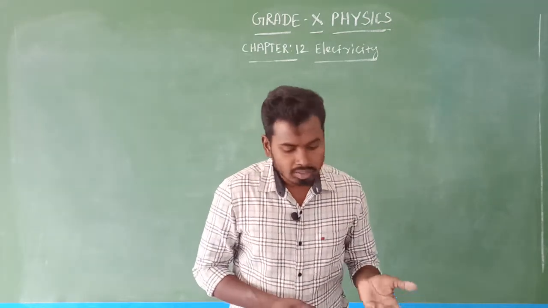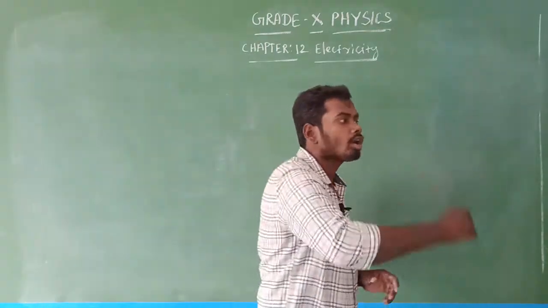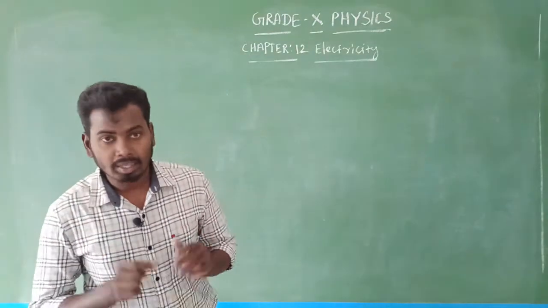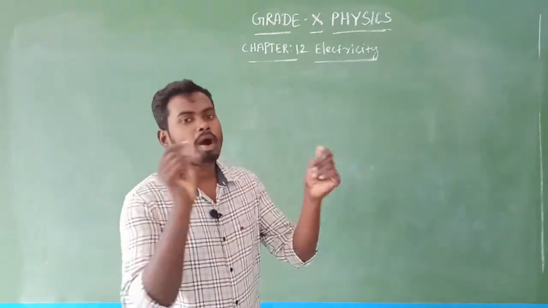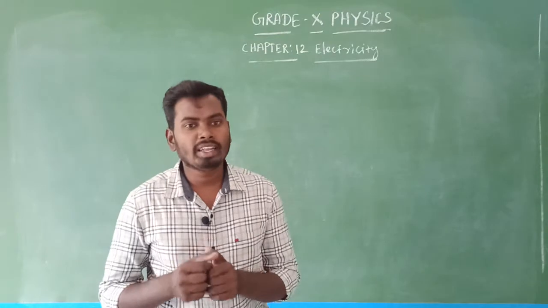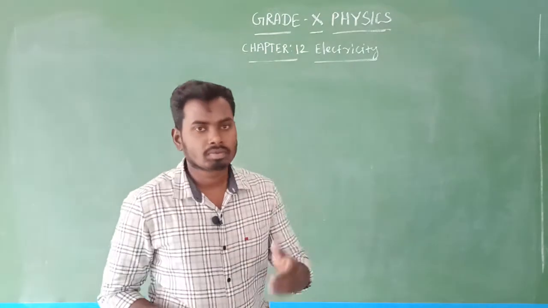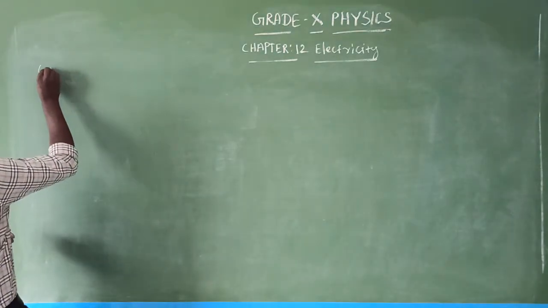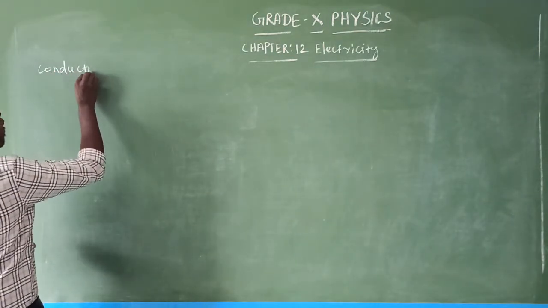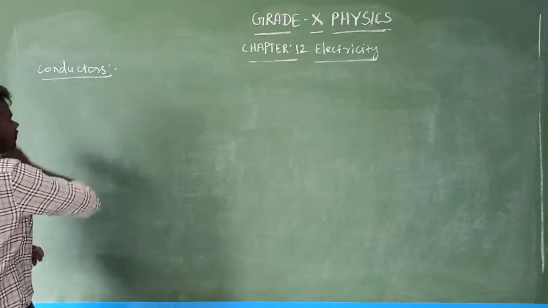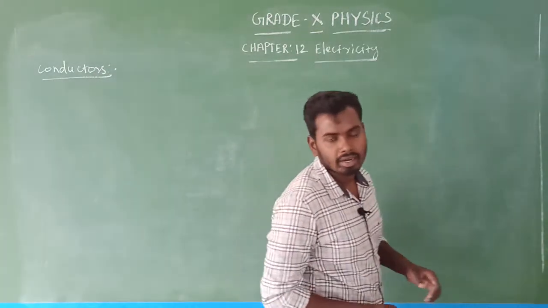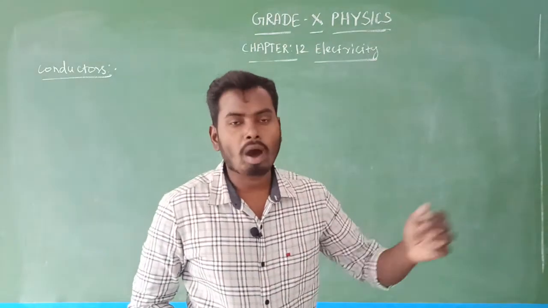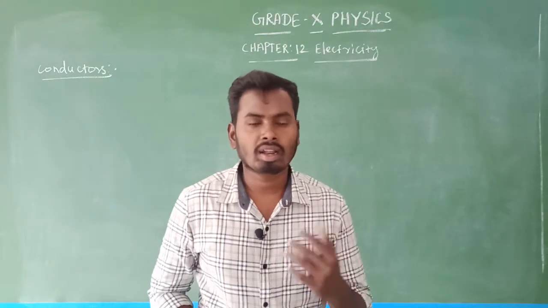Okay, so the material which allows the current to pass through them, what is that? The material which allows the current to pass through them, or otherwise we can say the material which conducts the current, that is called conductor. That material is called conductors.